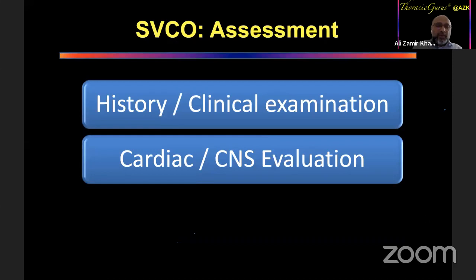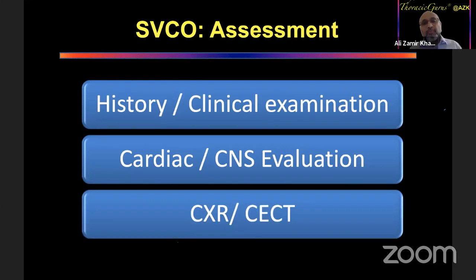It is mandatory that all these patients have a cardiac evaluation and also a CNS evaluation, because you want to know whether the cardiac side of things is compromised or whether the patient has got subtle CNS symptoms. Very, very important, because if either of these are present, then you very quickly want to get in and sort out the SVC before you look for the diagnosis. So it's very important to do a good cardiac and CNS evaluation.